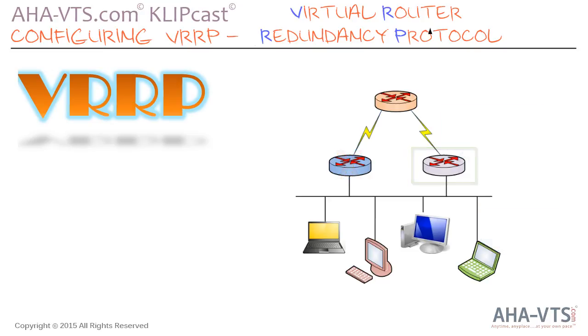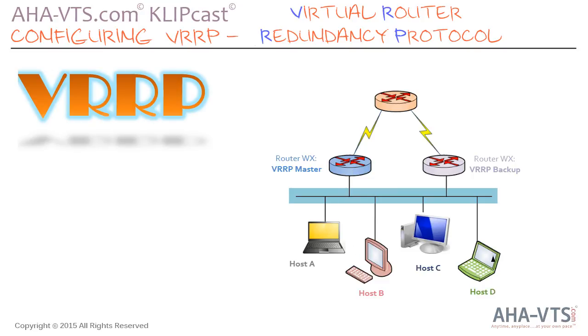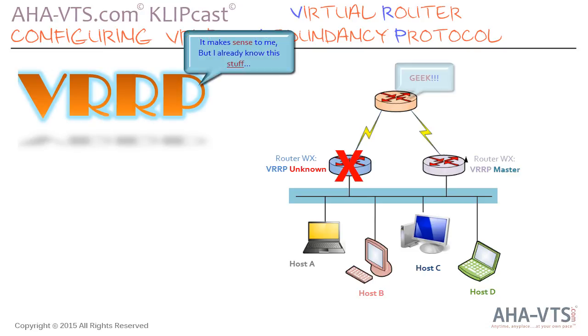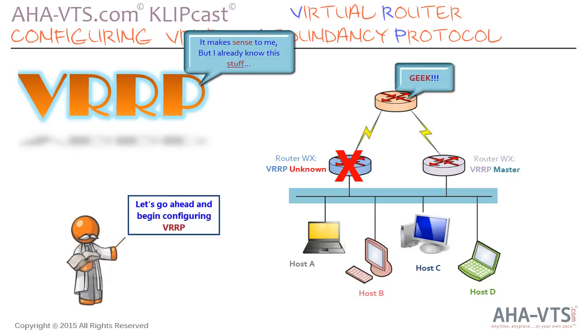So looking at my diagram here, if router WX is the master on this Ethernet segment, then router WX will be forwarding packets on behalf of hosts A, B, C, and D. If router WX fails, then router YZ will become the master and begin forwarding packets on behalf of those clients. And I hope that makes a little bit more sense now. So let's go ahead and begin building and configuring this VRRP network, and let's see if what I say holds true.